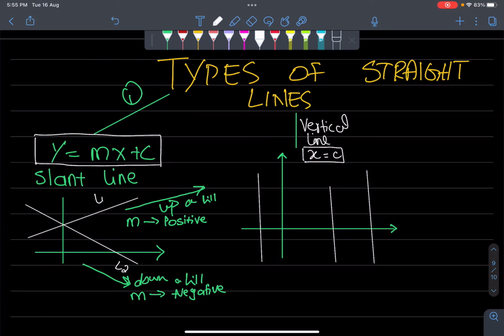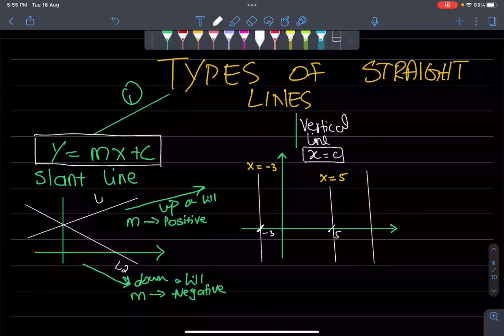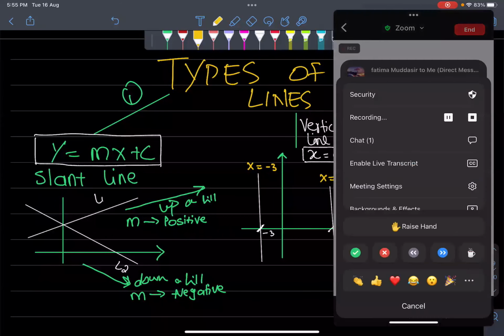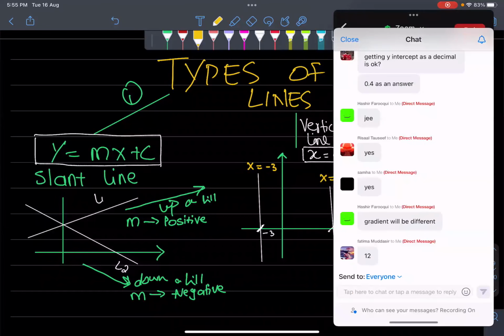Now the c value will be where the line is crossing the x-axis. For example, if this is -3, the equation will be x equals -3. For example, if this is 5, the equation will be x equals 5. Now, can somebody tell me the equation of the last line? Please use chat to tell me what will be the equation of the third line. Hurry up. I want everybody to answer.